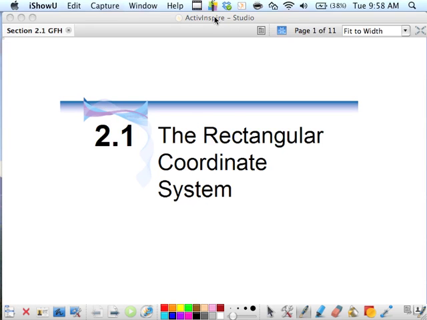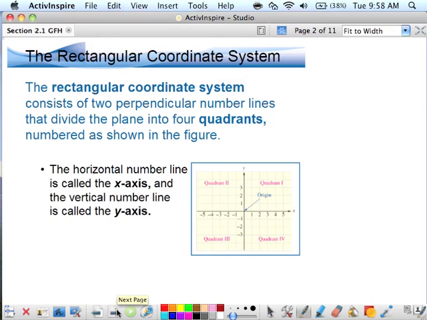Section 2.1, the rectangular coordinate system. We're going to start off just by reviewing the whole XY axis system. Remember that the x-axis is the horizontal axis, the y-axis is the vertical axis. The point 0, 0 is called the origin.